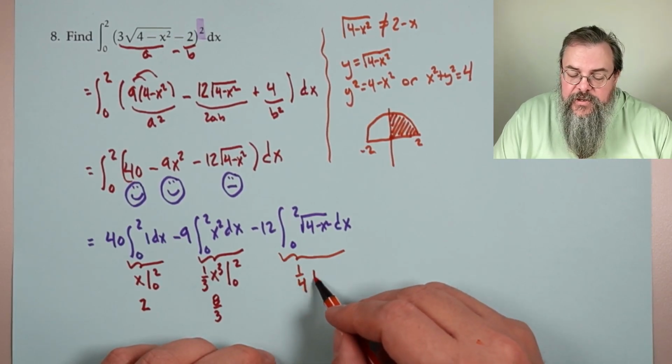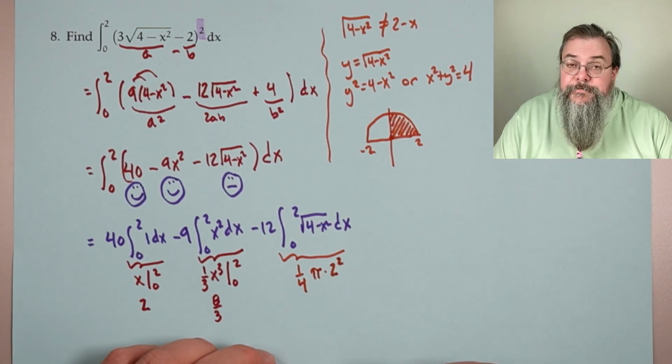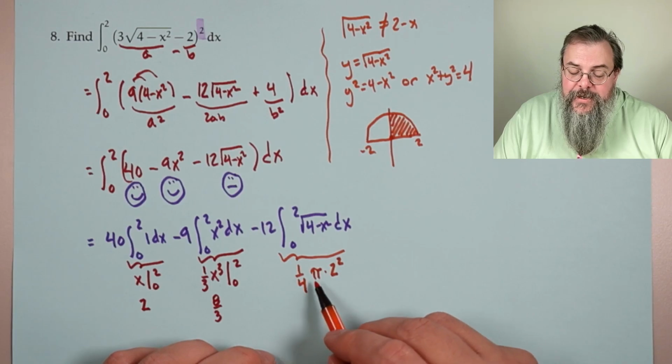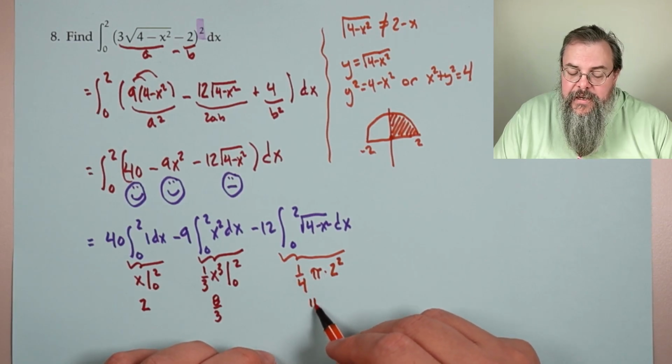Now the area of a circle is pi r squared. So we can find that area. In particular, 2 squared is 4, divided by 4, this is pi.